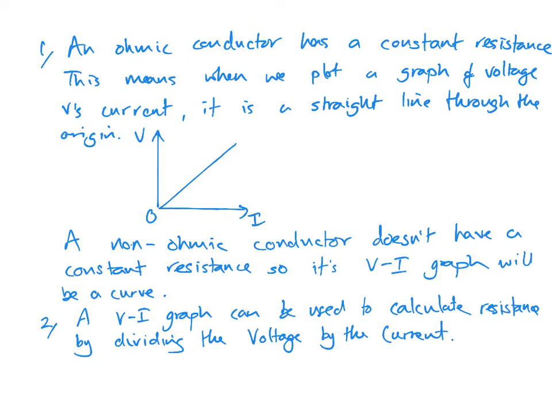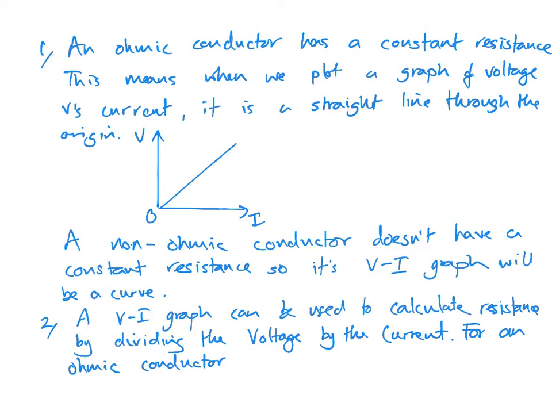Okay, so you can use a VI graph, pick a reading, divide the voltage by the current. But specifically, for an ohmic conductor, well, V is on the y-axis and I is on the x-axis.